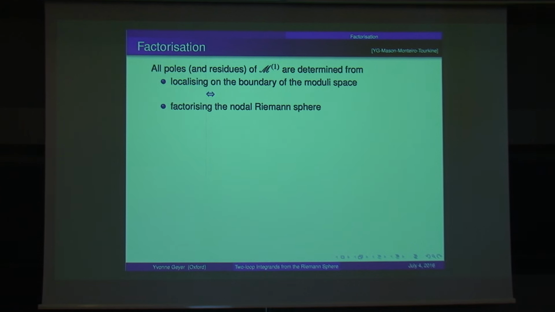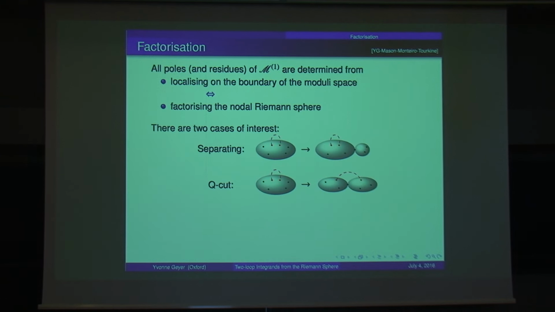So let me just very briefly tell you, I've told you before that the scattering equations have the remarkable property of relating factorization channels of M to degenerations of the nodal Riemann sphere. In particular, at one loop, there are two cases of interest. So let's just do briefly one loop to see how this works. There's a separating one where just a bubble buds off. That gives us the usual factorization channels.